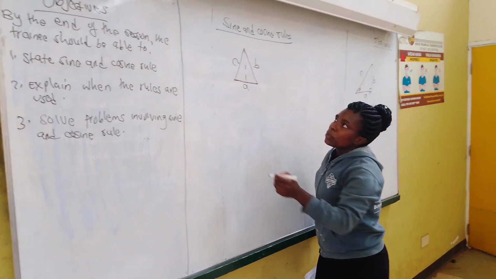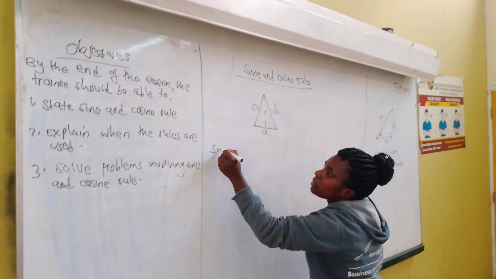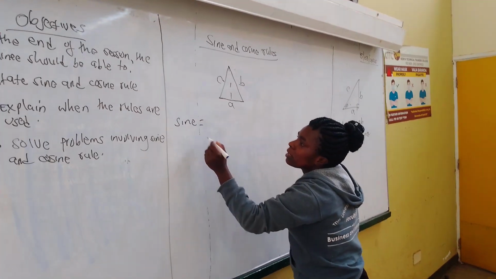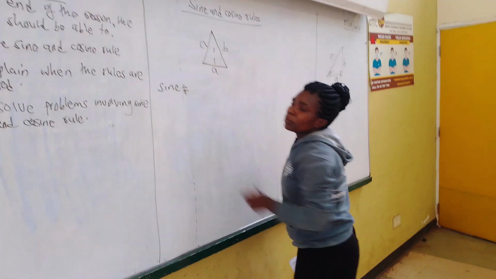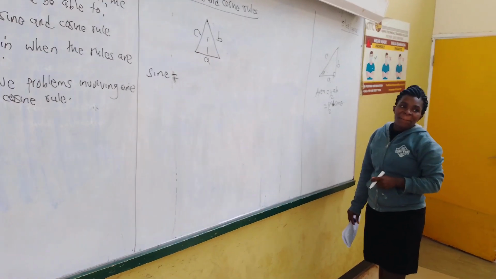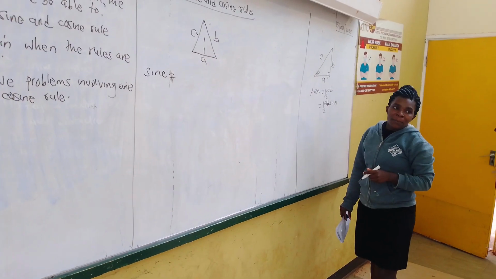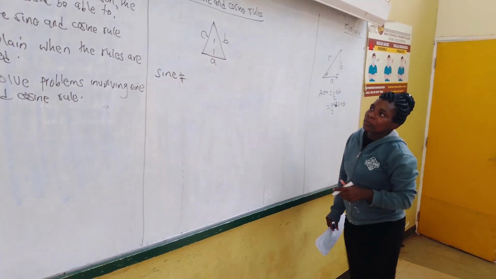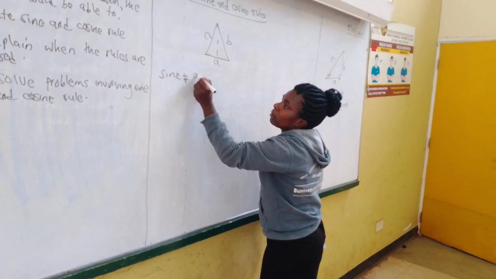Who will tell us what is the cosine rule? The sine rule? Nori? It will be A over sine A is equal to B over sine B.